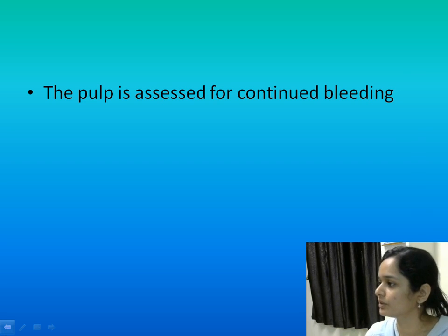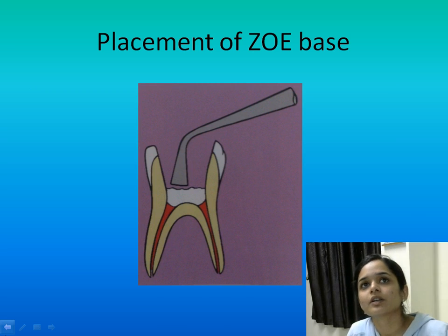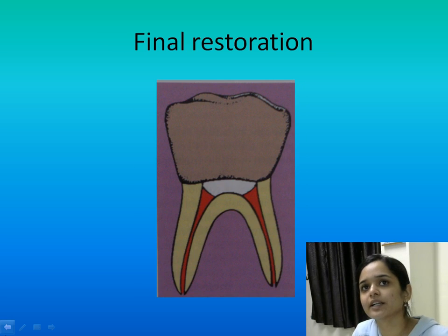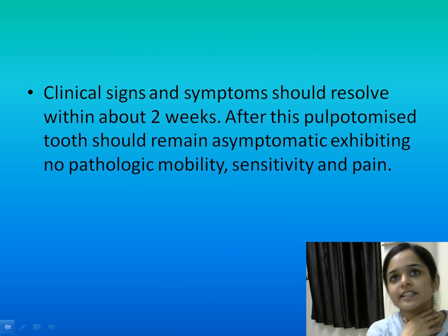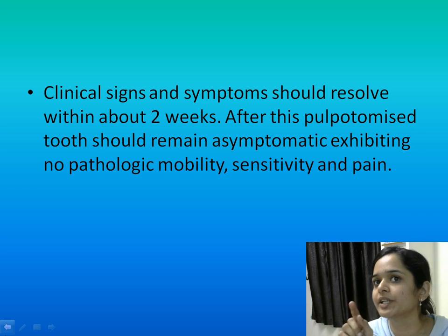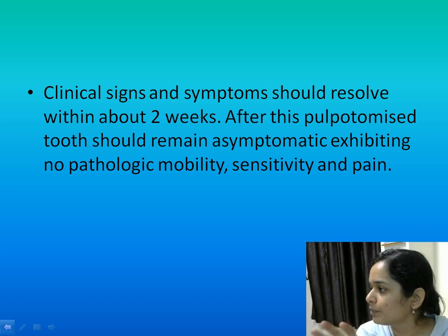Then you put the ZOE. Right? Then placement of ZOE. Then they have not shown in this, but you have to put a GIC or composite restoration and then a stainless steel crown. Clinical signs and symptoms should resolve within about 2 weeks. After this, pulpotomized tooth should remain asymptomatic, exhibiting no pathologic mobility, sensitivity and pain.